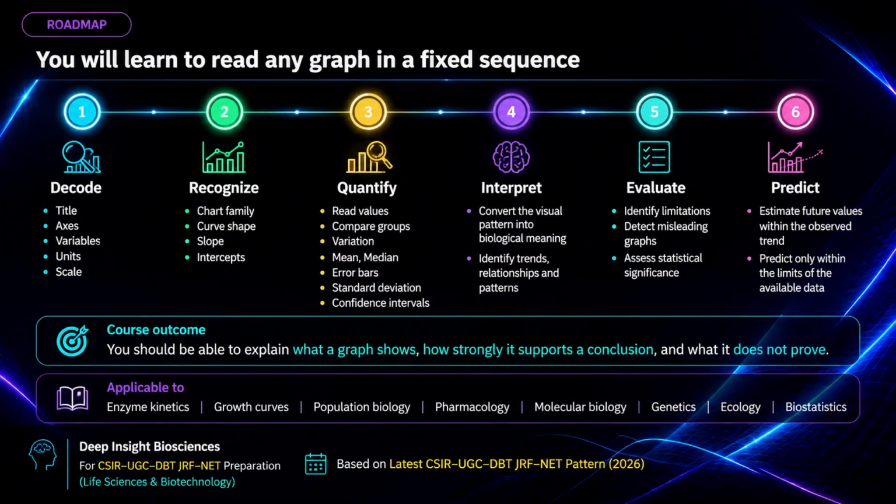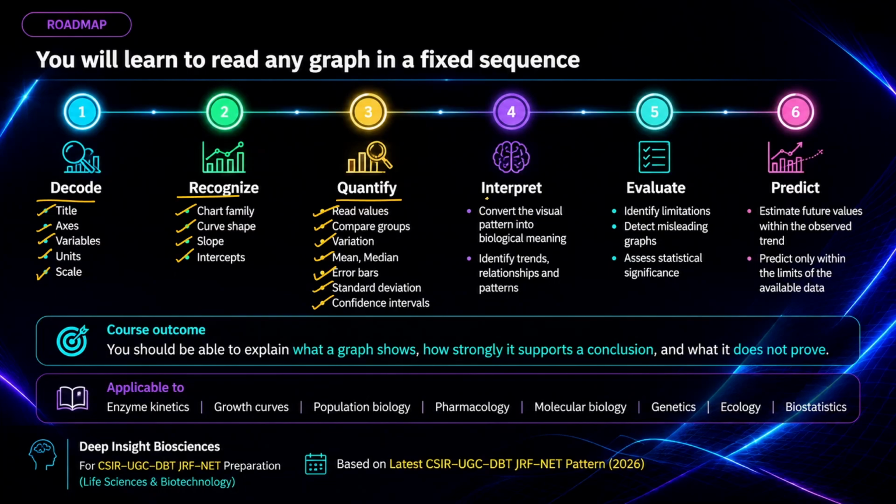From this point onward, we will follow one fixed sequence to read every graph. If you master these 6 simple steps, you will be able to approach almost any graph systematically without confusion. First, decode. Understand the title, axis, variables, units, scale. Then second, recognize, in which you have to identify the graph type from the chart family, curve shape, slope, and the intercepts. Third, quantify. Carefully read the values, compare groups, variations, median, mean, error bars, standard deviation, and confidence intervals.